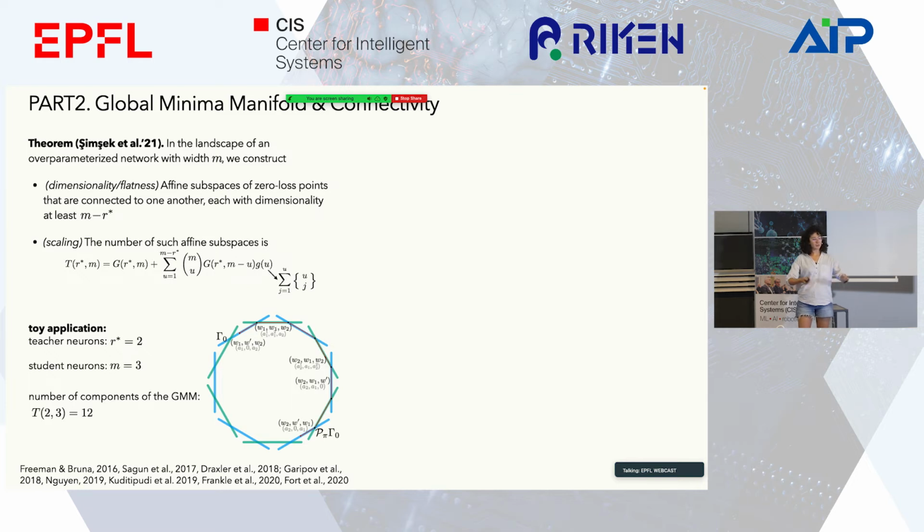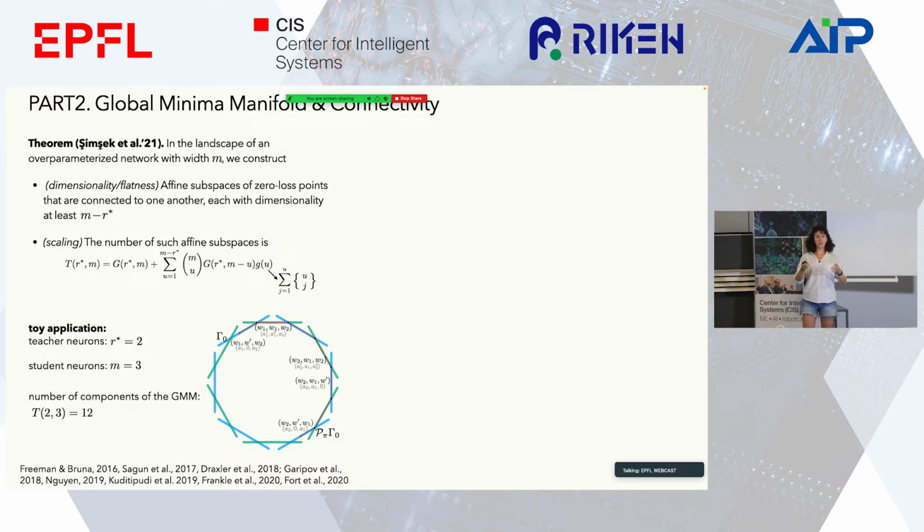Then we are able to construct a set of affine subspaces of zero loss points, each with dimensionality at least M minus R star. The number of such affine subspaces is not the G number anymore, but here we are representing it by this T number. That is the G numbers plus some additional factors. These additional factors come from the zero neuron addition groups. It is the second invariance that makes this number bigger.